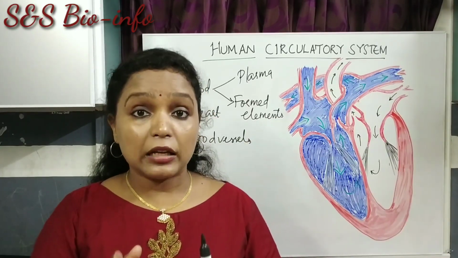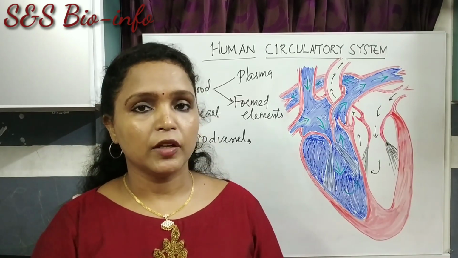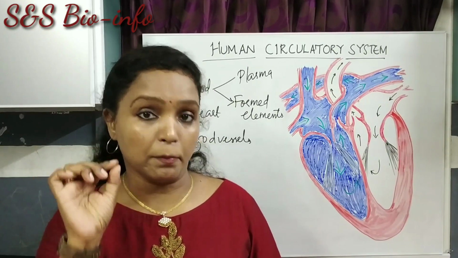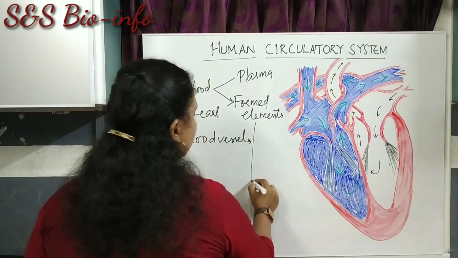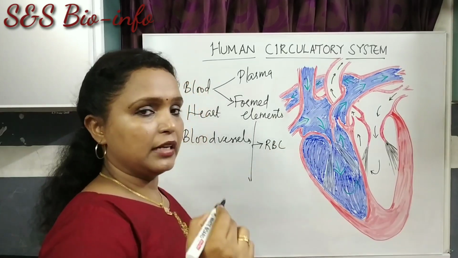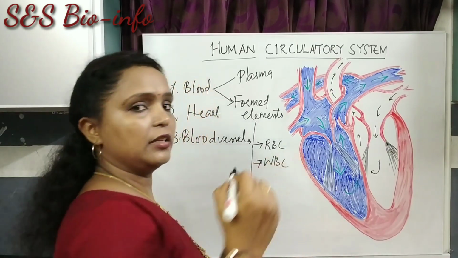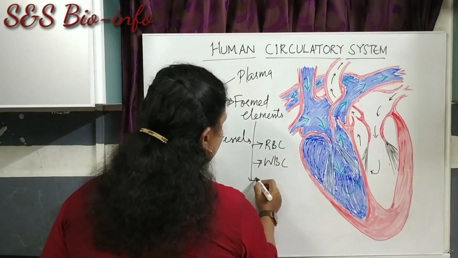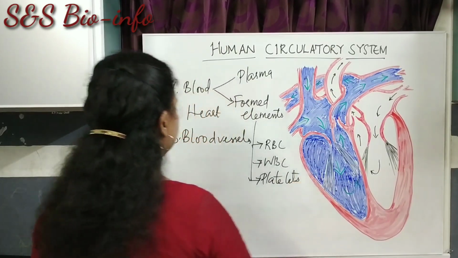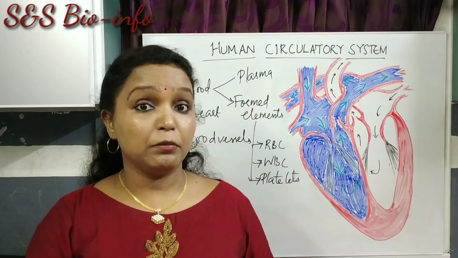Then the formed elements. The formed elements are of three types. These are suspended in the plasma. The formed elements are RBC, WBC and platelets. First of all, RBC, red blood cells, then WBC, white blood cells, and platelets.